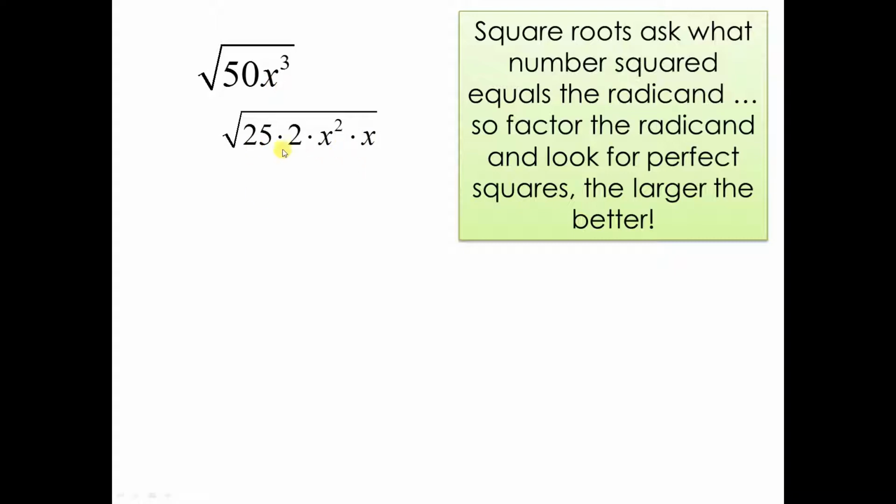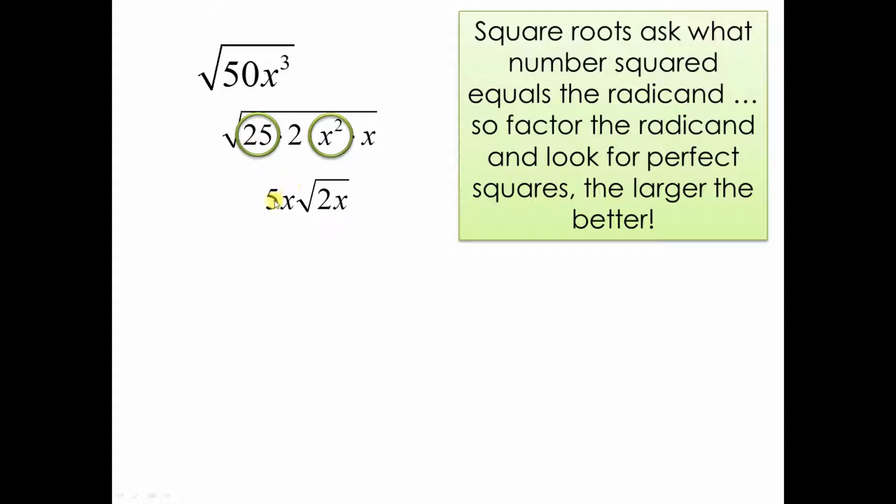Now here, it's kind of hard to write this out. I didn't put it so that there's a perfect square and another perfect square and then not perfect squares. I have it perfect square and then another number and then a perfect square and another variable. There's our perfect squares though. Now the square root of 25 is 5 and the square root of x squared is x. And we're left with the square root of 2 and the square root of x. So this is our answer right here. It's 5 times x times the square root of 2x.